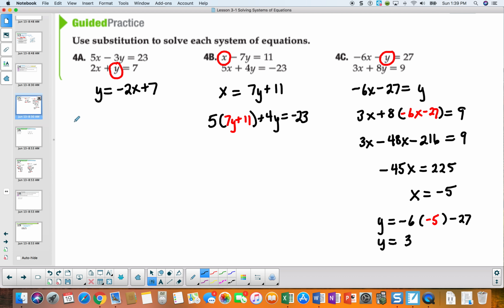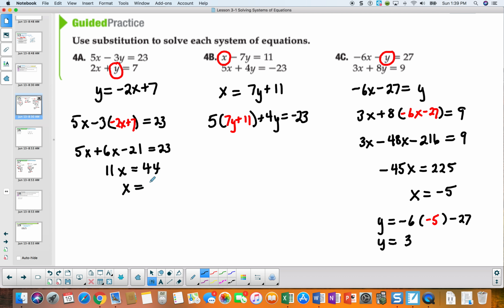Now I'm going to put this in the one at the top. So this is going to be 5x minus 3 times, and what I'm going to substitute is what y is, -2x plus 7, equals 23. All right, now I'm going to do 5x plus 6x minus 21 equals 23. This is 11x equals, and when I add 21 to both sides, that's going to be 44. So x is equal to 4.